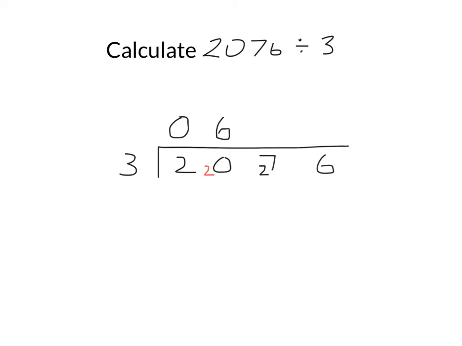I ask, how many 3's in 27? I know that 3 9's are 27. And finally, how many 3's in 6? Well, I know that there are 2 3's in 6. So 2076 divided by 3 is 692.